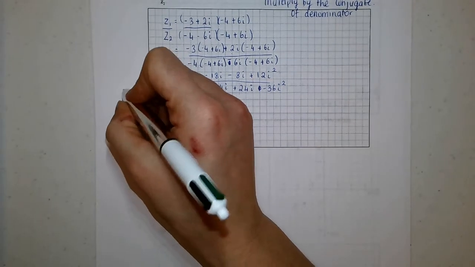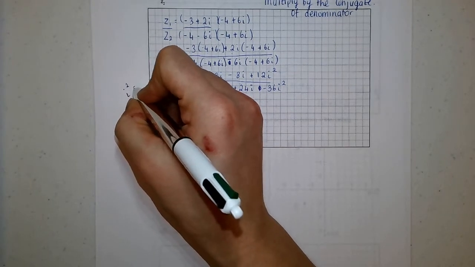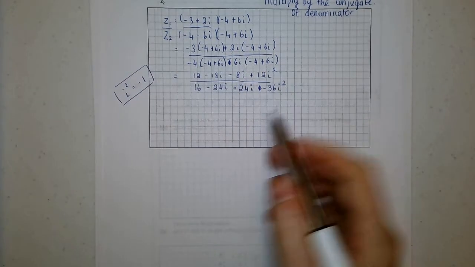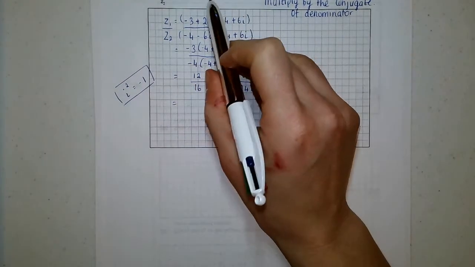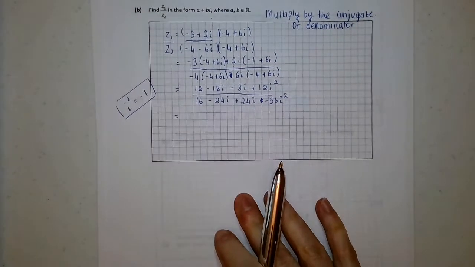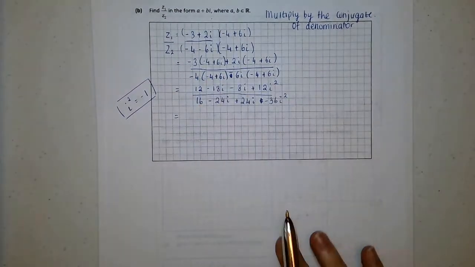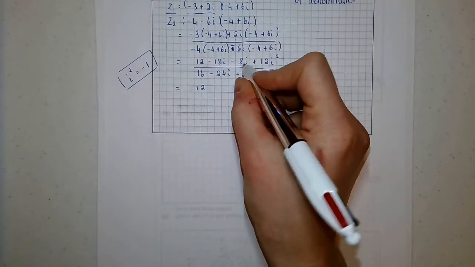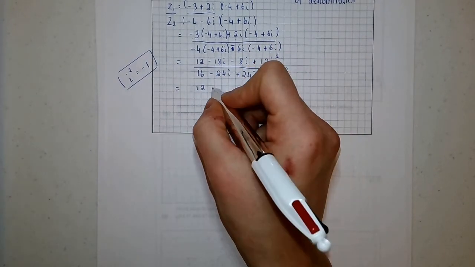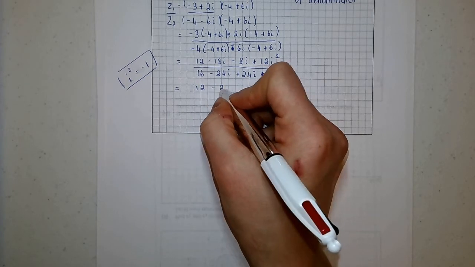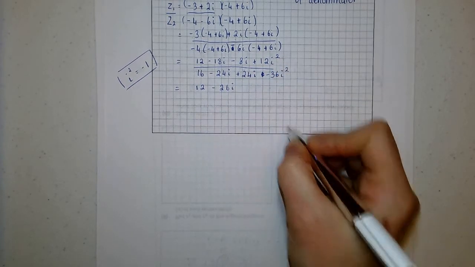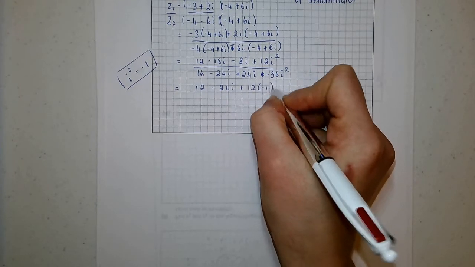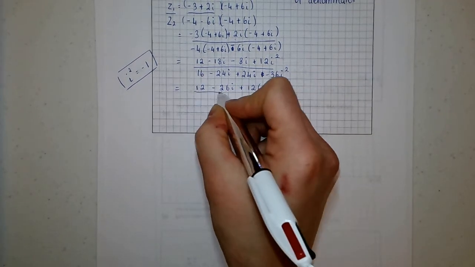We're going to tidy it up a little bit, adding our i terms together and reminding ourselves from the first part of the question that it said i squared equals minus 1. That's going to be important to get rid of the i squareds, because as you can see in our answer there shouldn't be any i squareds. It wants it in the form A plus BI. So we have 12 minus 18i minus 8i is minus 26i, plus 12 times i squared, and we know that i squared is minus 1, so we're going to sub that in.